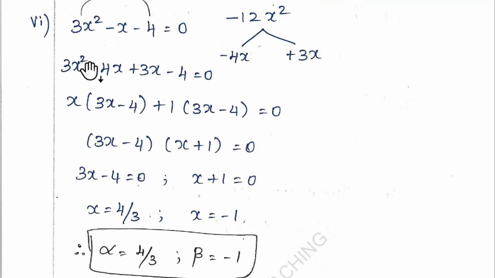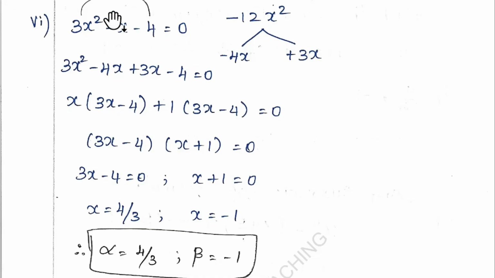Sixth problem, they have given 3x square minus x minus 4. The first step is the middle term splitting method to get the alpha and beta values. When you multiply the first and third term, I am getting minus 12x square. I have to split so that I get minus x. Which two numbers multiply to minus 12 and add to give minus x? Minus 4x plus 3x will give me minus x, right?